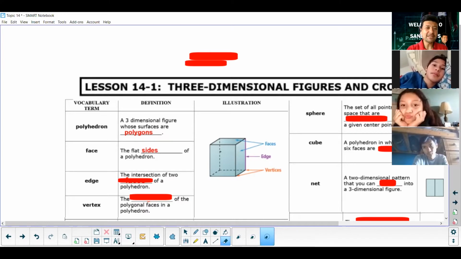All right, Max, go ahead and read the next one. The intersection of two blank of a polyhedron. So an edge, reread it. The intersection of two blank of a polyhedron. Okay, what do you think this is?